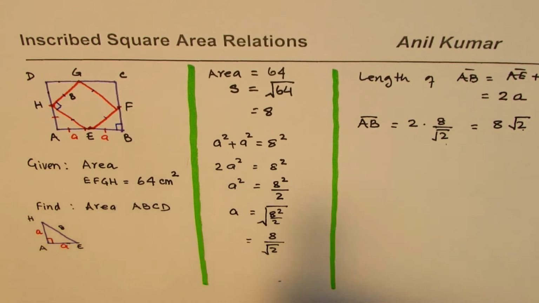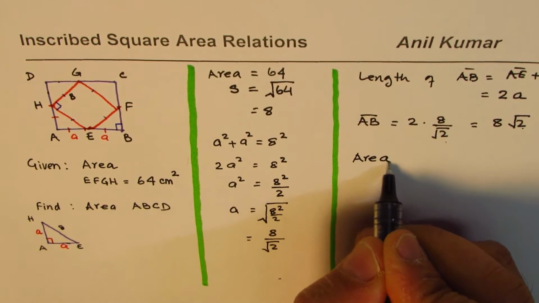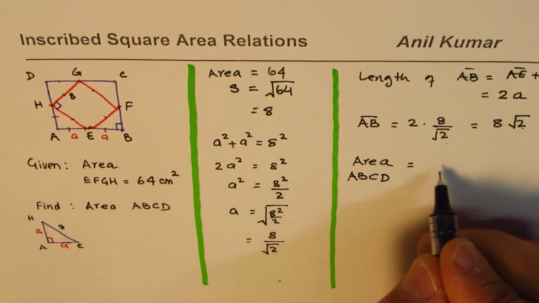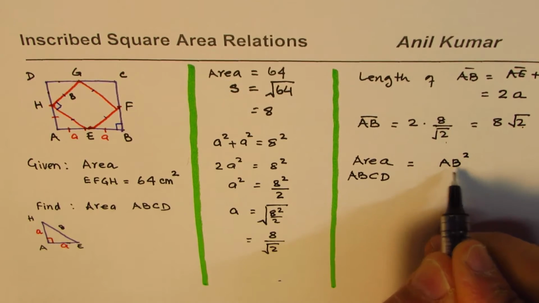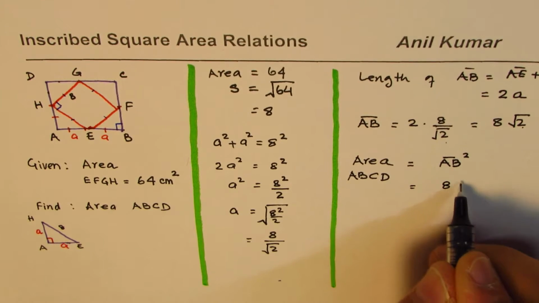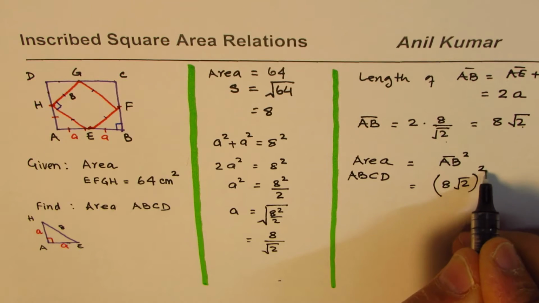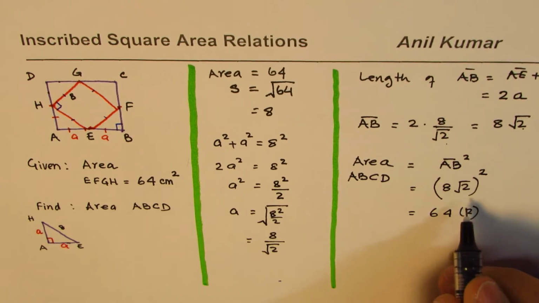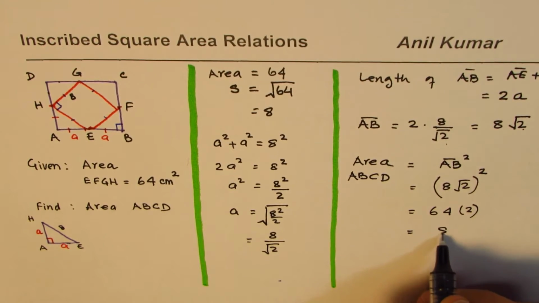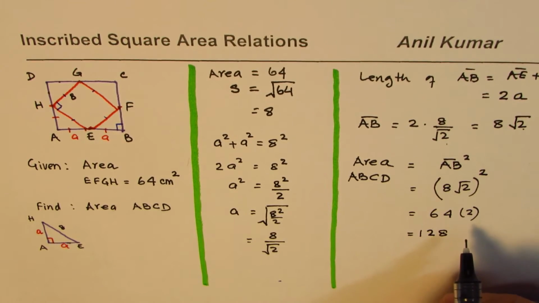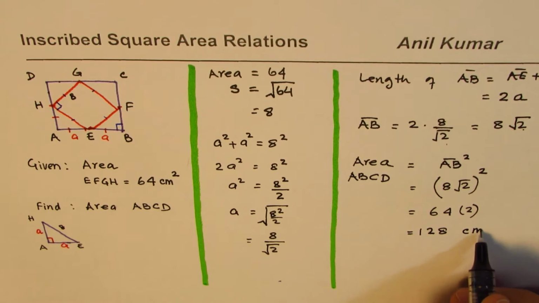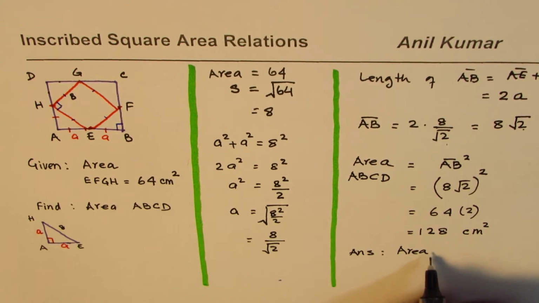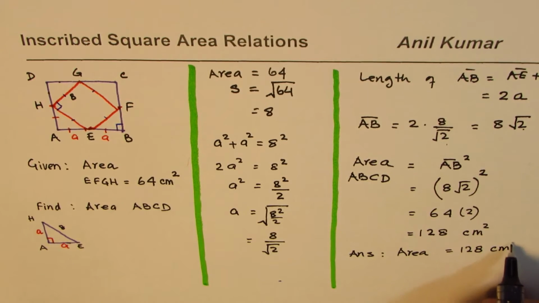Perfect. Now once you know the side of a square, then the area will be how much? We need to find the area of the big square, which is ABCD. That should equal the square of each side, so the square of AB, which is the square of 8 square root 2, whole square, and that equals 64 times 2. Twice 64 is 128. Units are centimeter square. So our answer here is that the area equals 128 centimeters square, right?